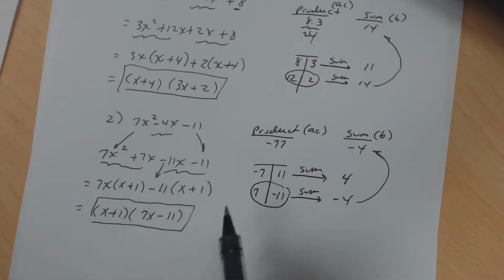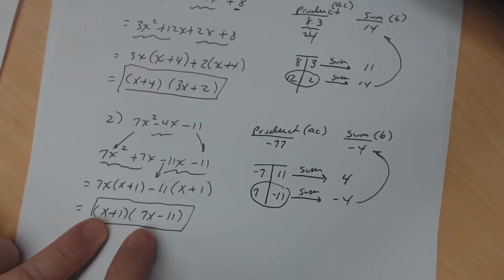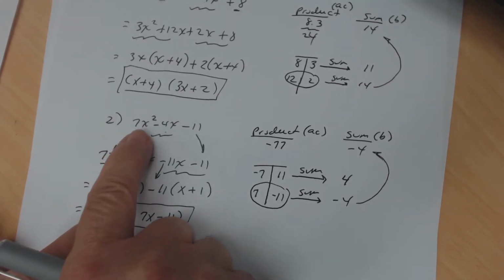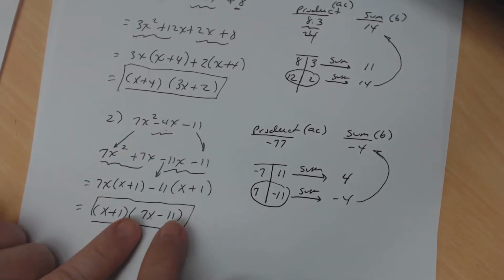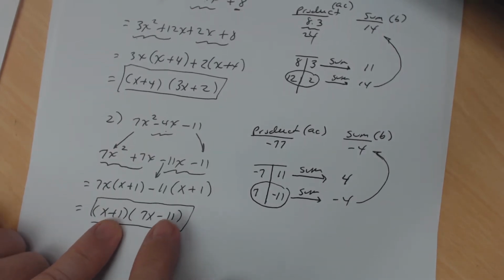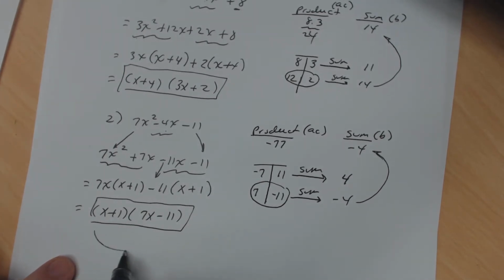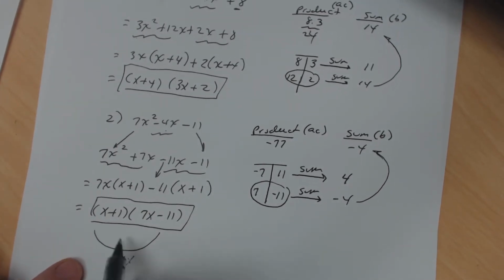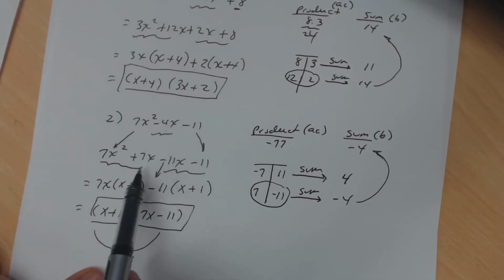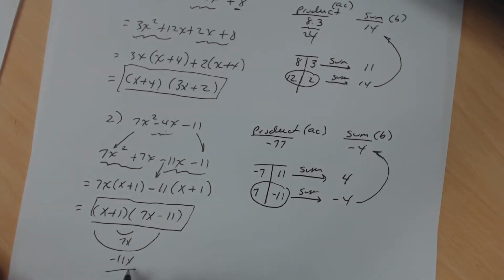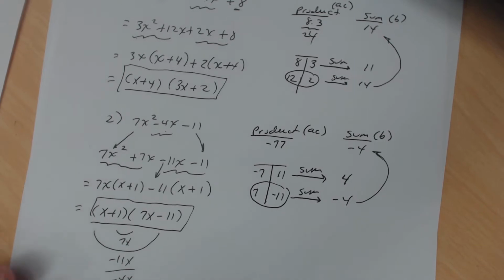Okay, you can always check yourself. Always check. x times 7x is 7x squared. Go back to the original. The last, remember FOIL, positive 1 times negative 11 is negative 11. And when you look at the outer, negative 11x, and you look at the inner, 7x, remember that's these two terms here, I do get negative 4x. Okay, so that's your answer.